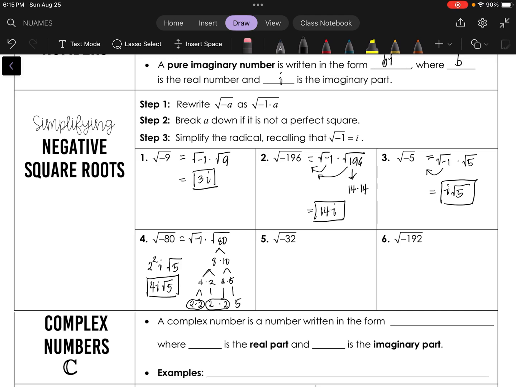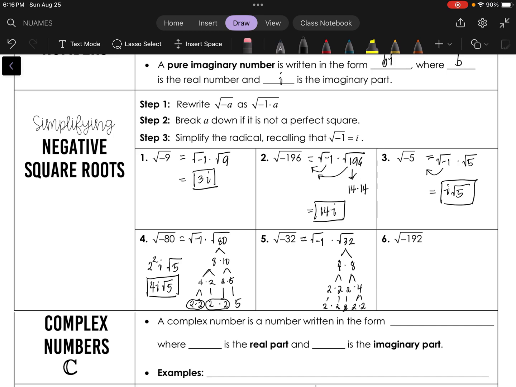Okay, same application for square root of negative 32. You know that negative 32 is not a perfect square. That gives you a factor of square root of negative 1 times square root of 32. Try to factor 32, you end up having 4 times 8. This will give you 2 times 2, 2 times 4, and this is 2 times 2. So you have 1, 2, 3, 4, 5 numbers, 4 2's in the prime factorization.